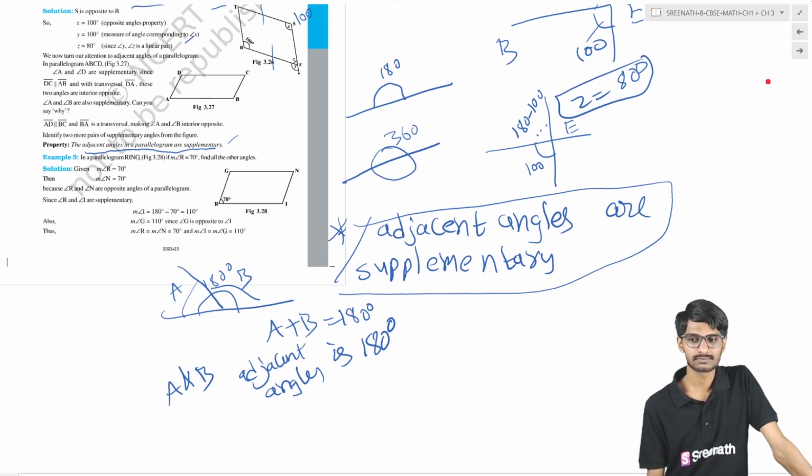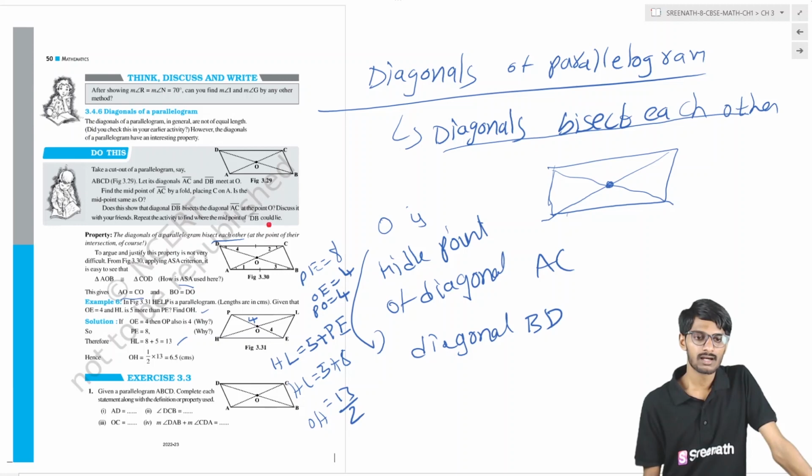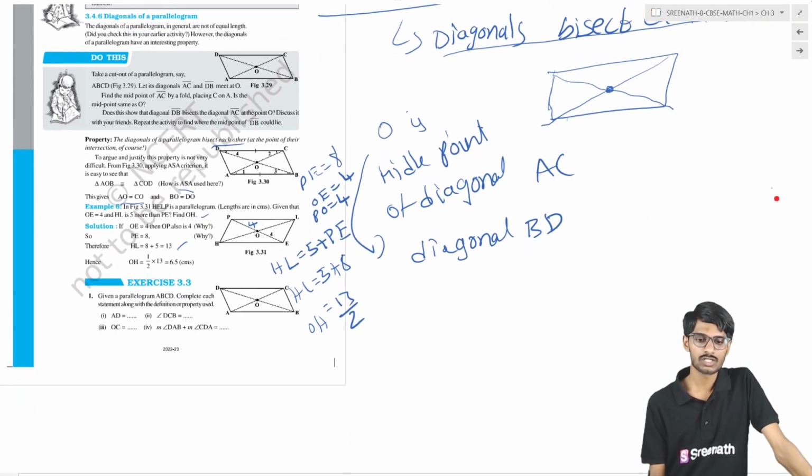Okay, students. Next thing is the diagonals of a parallelogram. Basically, in a parallelogram, diagonals bisect each other, which means they bisect at the midpoint.